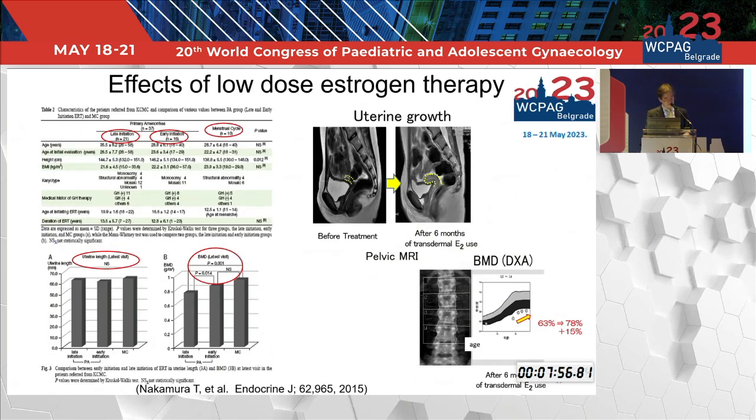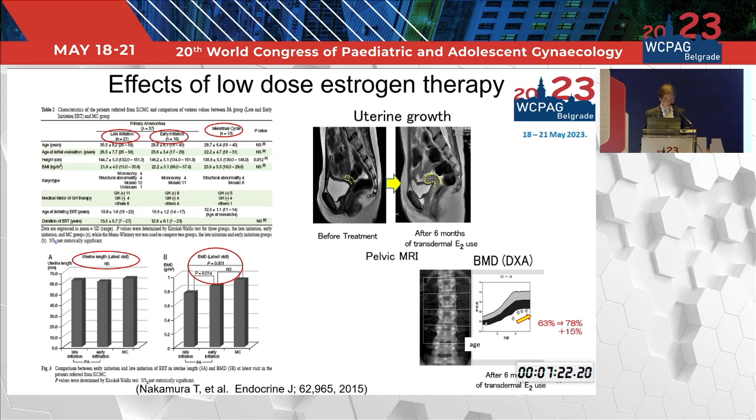To clarify the effects of low-dose estrogen therapy, we retrospectively examined the relationship between the starting age of the estrogen therapy and uterine growth and bone mass acquisition. And shown on the left side, the age of initiation was separated by 18 years old, and comparison was made between early initiation, late initiation, and menstruating groups.